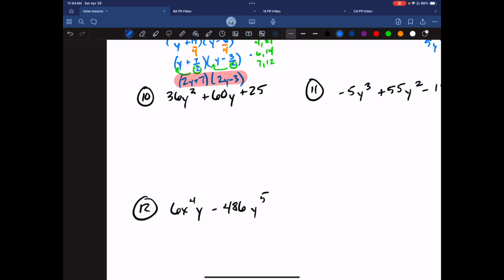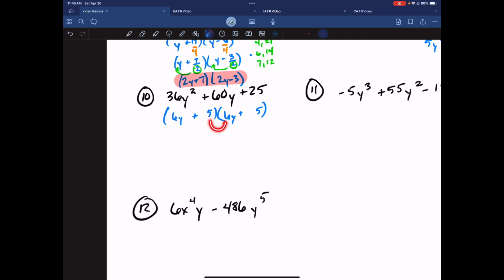If you don't, you should at least be able to recognize that the first term and last term are perfect squares. So I'll do 6y and 6y, because that's the square root of 36y squared. The square root of 25 is 5 and 5. Both signs are positive here. So that looks good. Let me test it.